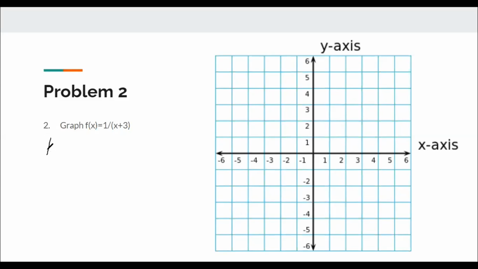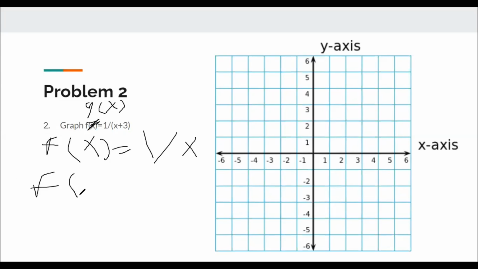So if you notice, if f(x) = 1/x, let's just write the g as g(x), I'll just graph that to avoid confusion. So then f(x + 3) is going to be equal to 1/(x + 3). So that's something really important to notice.